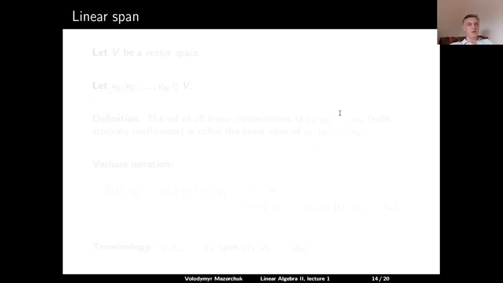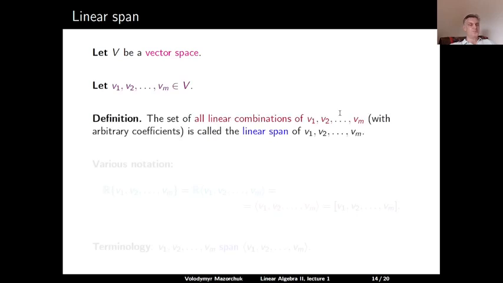Now we can define the notion of a linear span. Let V be a vector space, and v1, v2, and so on, vm, be elements in V. Definition: the set of all linear combinations of the elements v1, v2, and so on, vm, with arbitrary coefficients, is called the linear span of these elements.